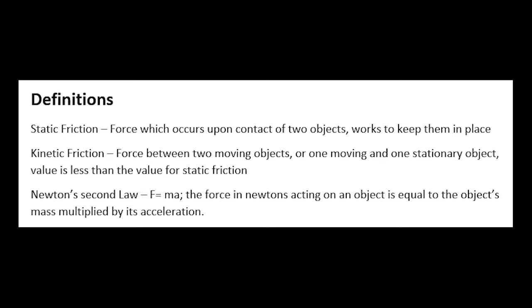An example of this is a car driving on a road where the tire stays in contact and does not slip along the surface of the road. The next definition is kinetic friction, which is the force between two moving objects or one moving and one stationary object, such as a block sliding down a ramp as shown in our experiment. This is the type of friction we will be calculating later on in this video. And a final definition is Newton's second law of force equals mass times acceleration, which we will use for the calculation of the frictional forces later in the video.